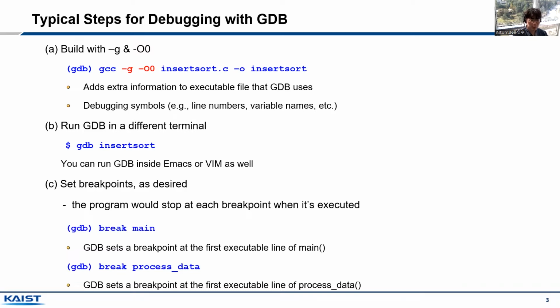To set a breakpoint, we can use a command called break. If you set a breakpoint, the program will stop at that breakpoint when it's executed. To add a breakpoint at main, you can type break main. If you want to put a breakpoint at the function named process_data, you can type break process_data. Then GDB will stop your program's execution when it reaches the first executable line of that function, main or process_data.